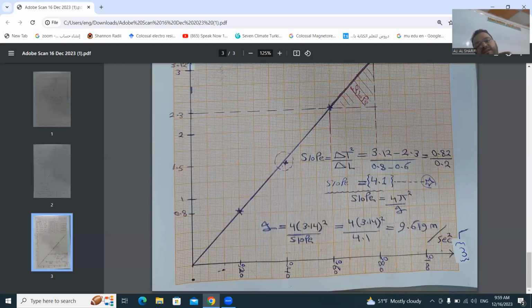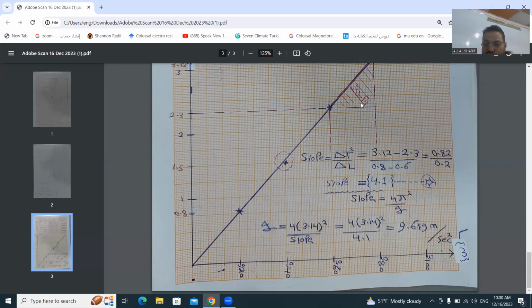Here we have an important thing. L must be, not should be, must be in meter unit. If you calculate the slope by using centimeters, you will get a result far away from the real result. Here it's important, it must be in meter unit. All the others are clear, I think.